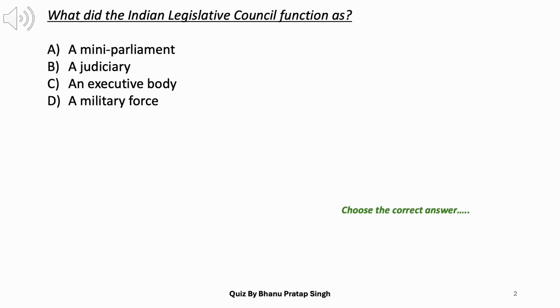2. What did the Indian Legislative Council function as? A. A mini-parliament. B. A judiciary. C. An executive body. D. A military force.